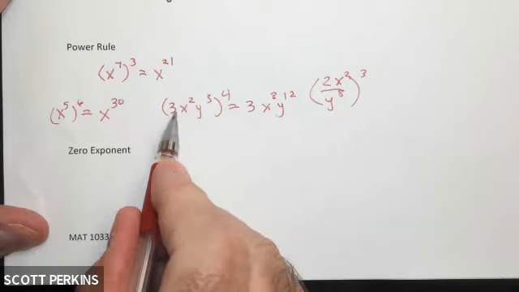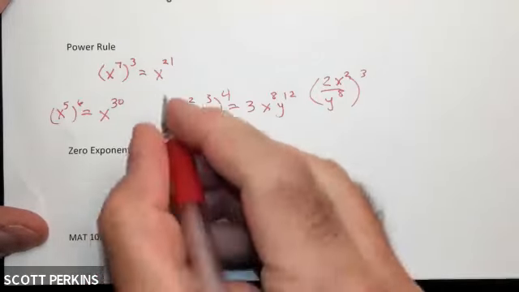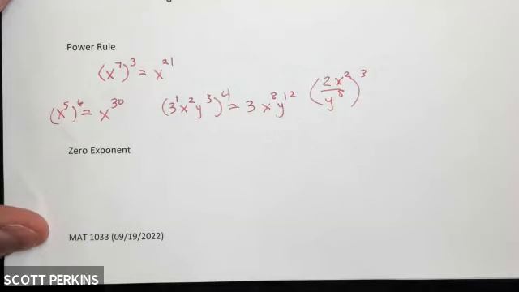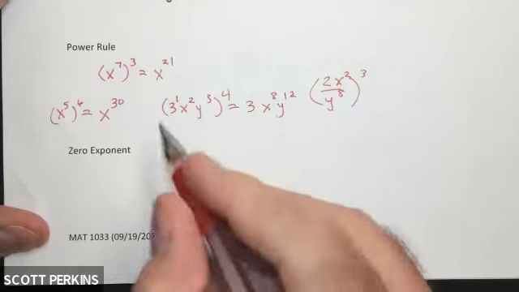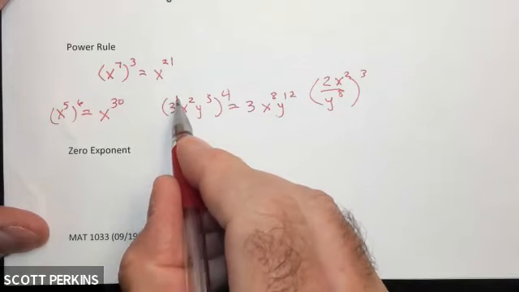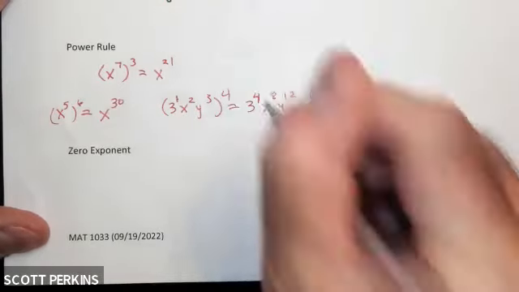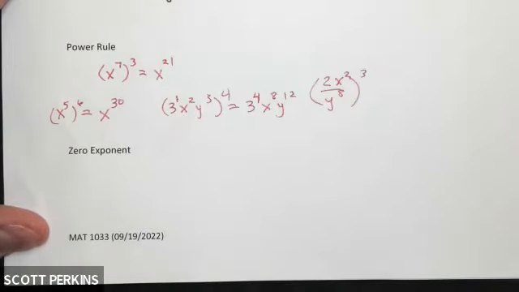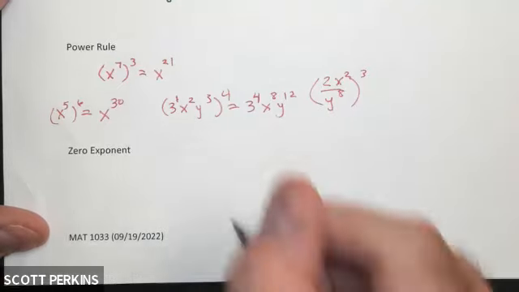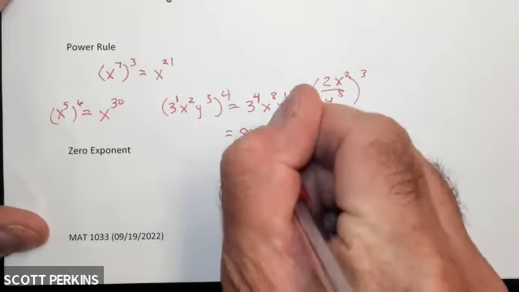What's the power on the 3 as it stands right now? A 1. So please do not forget that you also have to raise that 3 to the 4th power. Okay, that is a very common mistake. I was expecting that. So don't forget that that first term, 3 to the 1 times 4, is going to be 3 to the 4th. Now, if you want to use your calculator, you can say that's 81 if you want. I don't require that on the tests.